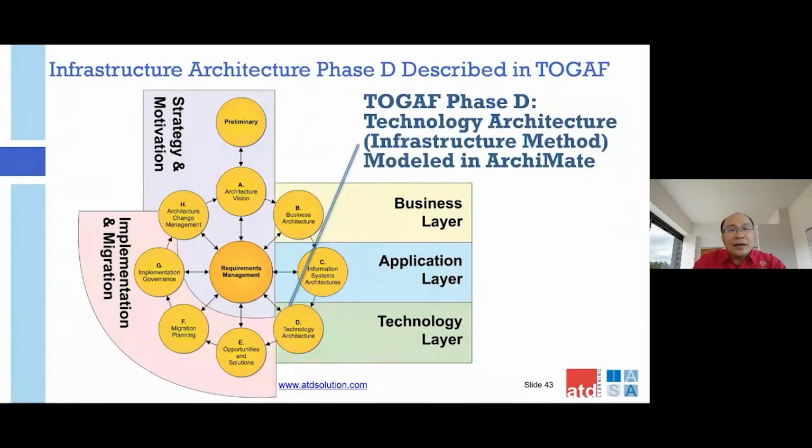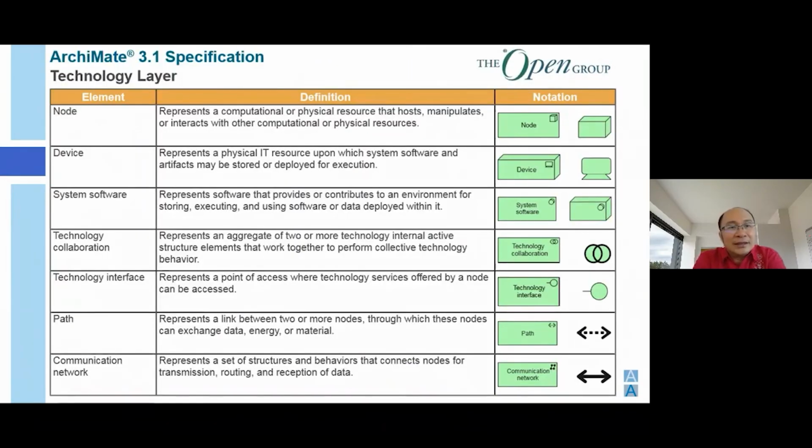So how can we implement technology architecture in the practical sense? Here we are focusing on TOGAF. TOGAF and ArchiMate are looking at the technology layer. Let me share with you the elements that are provided in ArchiMate 3.1. I believe, since you are in infrastructure, you are familiar with some of the names. They have the node, the device, the system software, and the technology collaboration, because you also need to collaborate between different networks, different systems, and different software. Then they have the technology interface, the path, the routing itself, and the communication network.